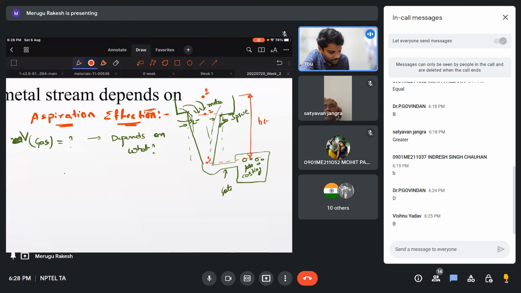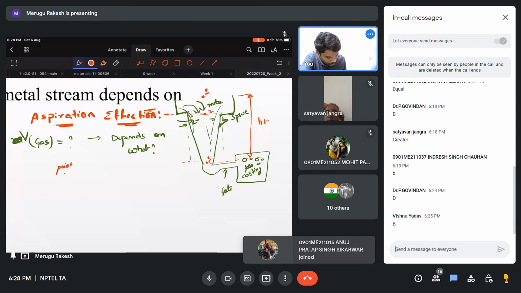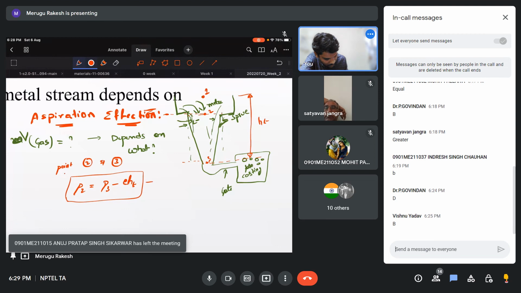Now what happens is that if you apply Bernoulli's principle between point 2 and 3, you get an equation. This is the final equation you get: the pressure at point 2 is equal to the pressure at point 3 minus the metal density into the height of the sprue.